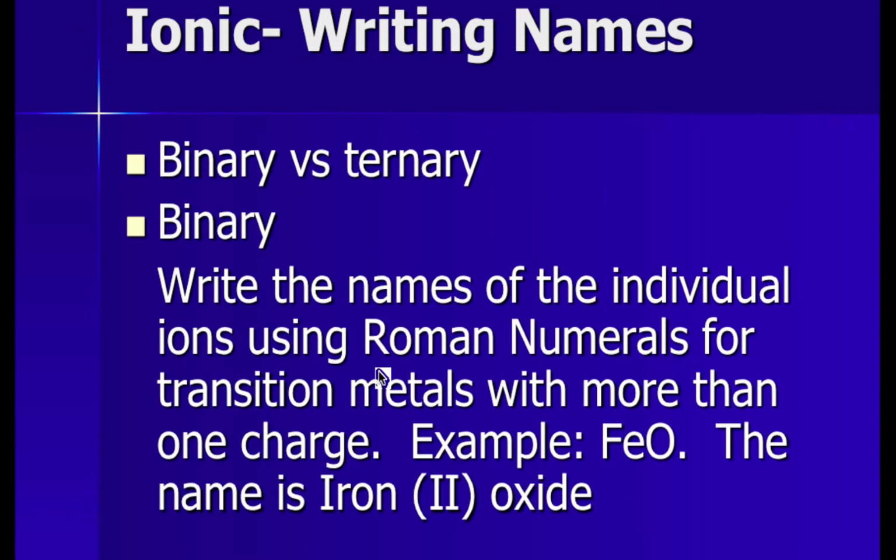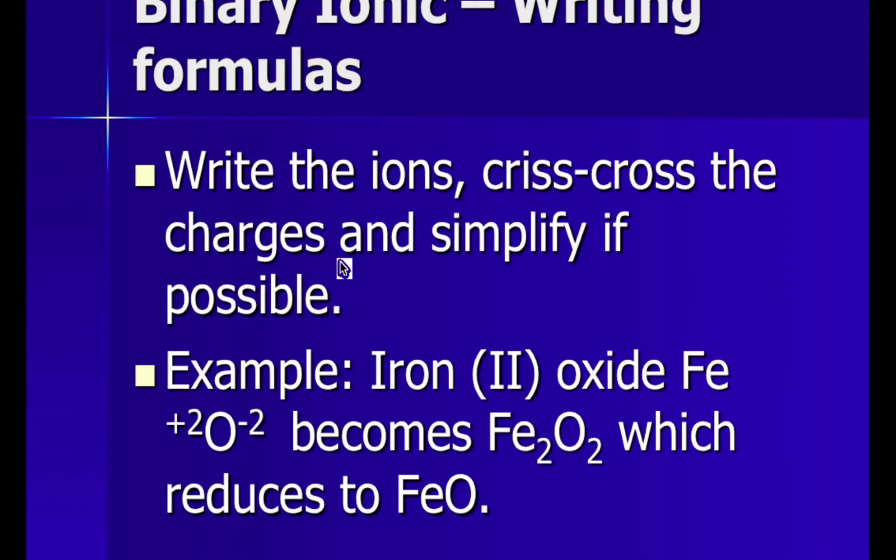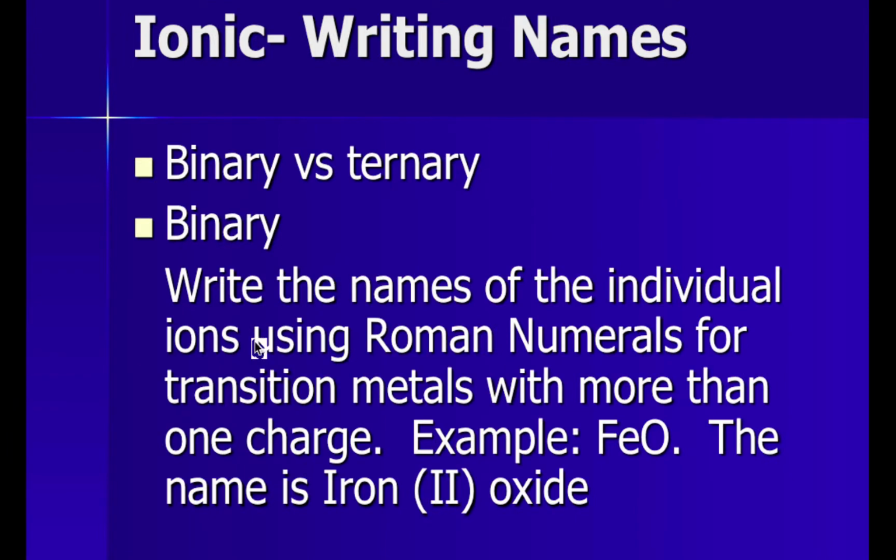Ionic stuff. Well, ionic stuff is a little bit more complicated, but still it's fairly straightforward writing the names of it. There are some things that are binary, meaning just 2 things. And so it looks like this. That's binary. FeS, binary, 2 elements. If it was 3 things like that, that's 3 elements, that would be ternary. Write the names of the individual ions using Roman numerals for transition metals. What's Fe? Iron. What's S?